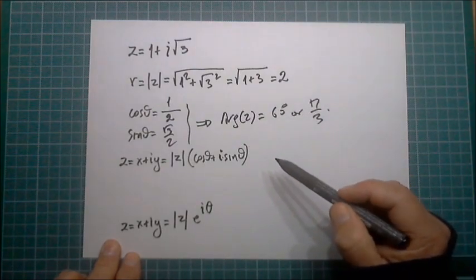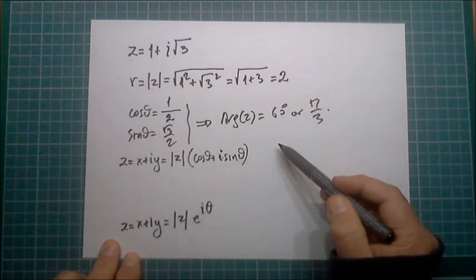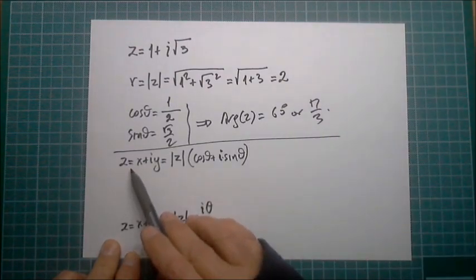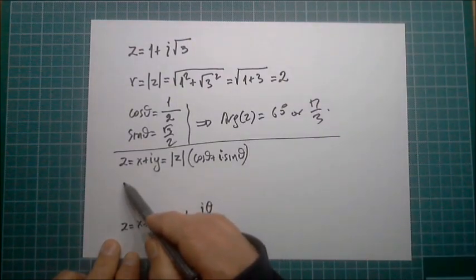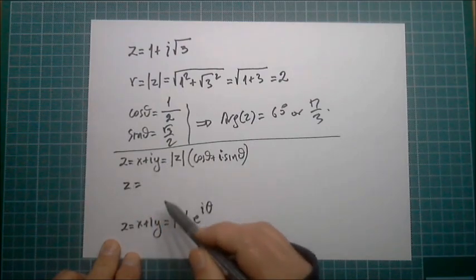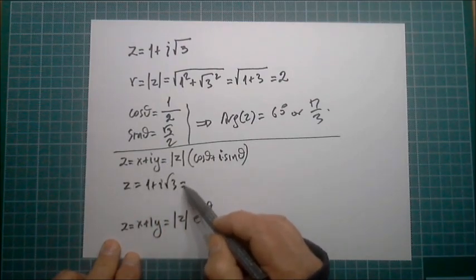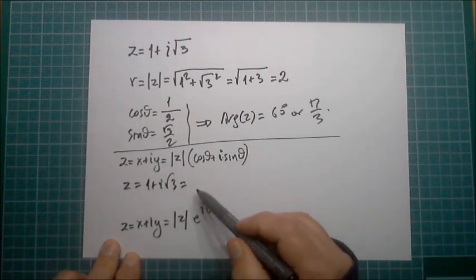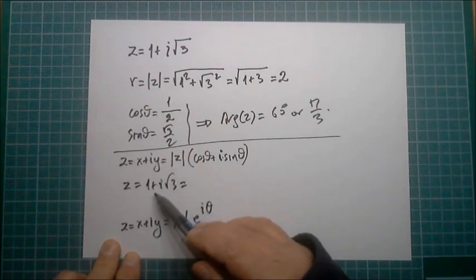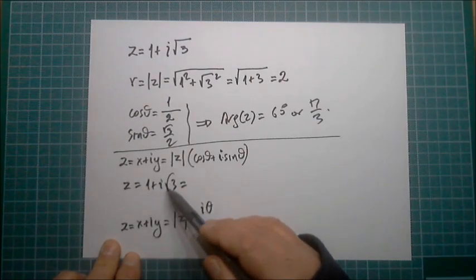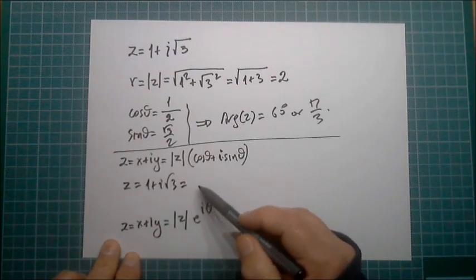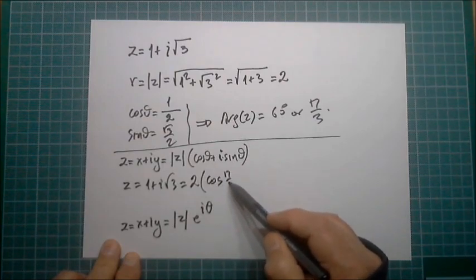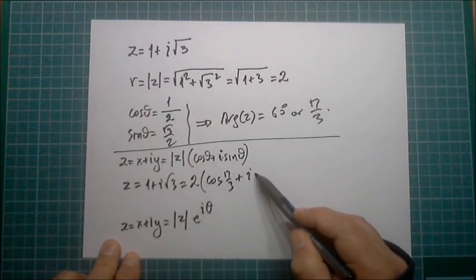Now we can write this number z in polar form. The polar form of a complex number follows this formula: z equals x plus iy is absolute value of z, and in a parenthesis we write cosine theta plus i sine theta. Okay, let's do it on this example. z equals 1 plus i square root of 3. This is 2, its modulus, and in a parenthesis we write cosine pi by 3 plus i sine pi by 3.